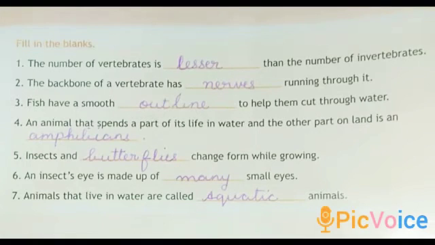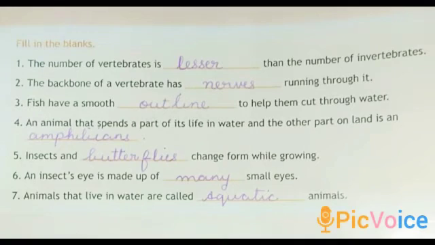Children, all of you take page number 48 to do our book back exercise. Fill in the blanks. First one, the number of vertebrates is dash the number of invertebrates. What did we learn, children? The number of vertebrates is lesser than the number of invertebrates. Second one, the backbone of a vertebrate has dash running through it. The backbone of a vertebrate has nerves running through it.